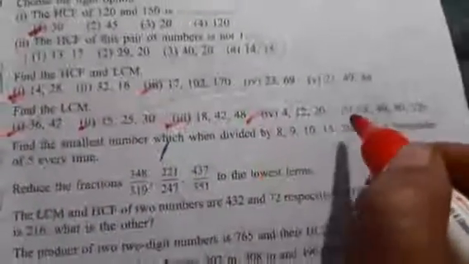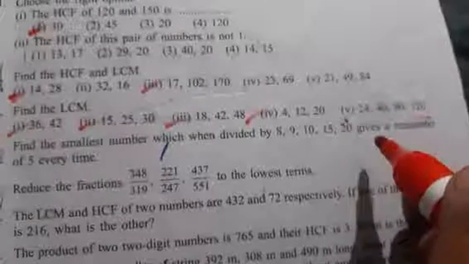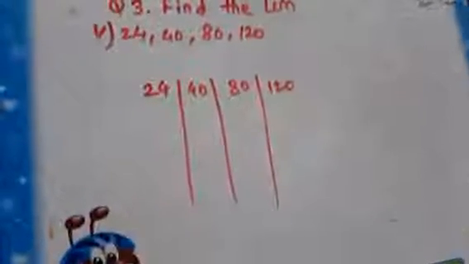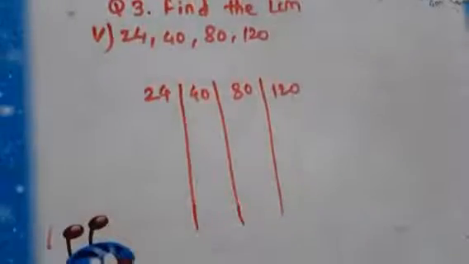Next is find the LCM. For this, first, second, third, fourth will be homework. I am going to do the fifth one because it contains 4 numbers. So how to do that we will see. This is also in the same way we are doing as we do for 3 numbers. Write all the numbers at the same time. We are going to use the vertical method for this.